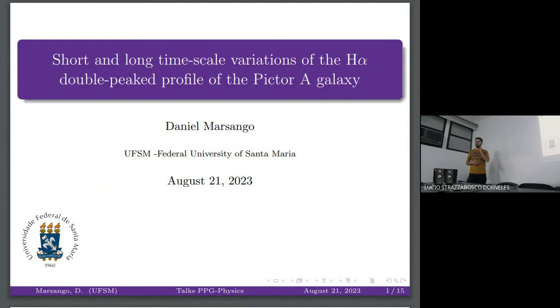The title of this work is the short and long time scale variation of the H-alpha double peak profile of the Pictor A galaxy.